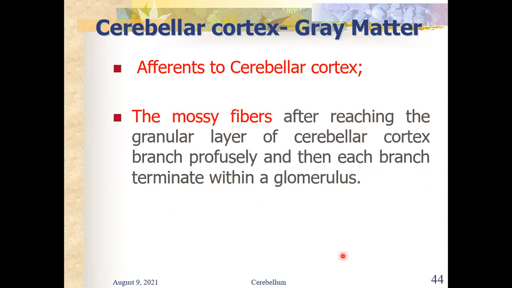So the mossy fibers, after reaching the granular layer, as they ascend up into the cerebellar cortex, branch profusely. They have many branches, and then each branch terminates within a glomerulus.